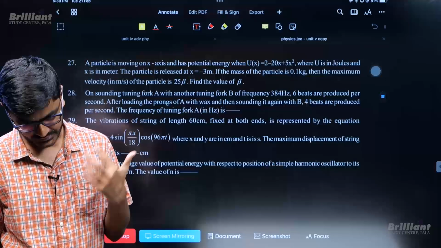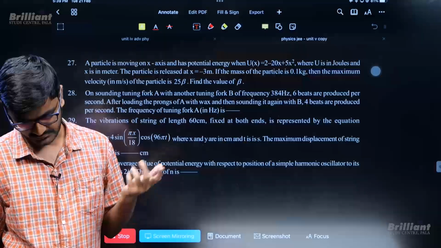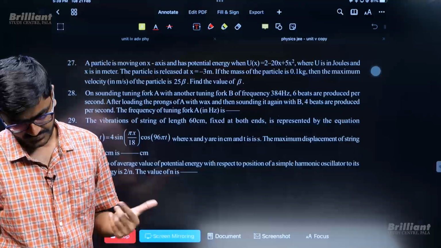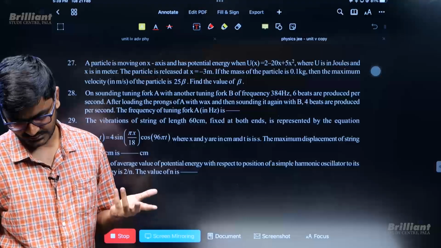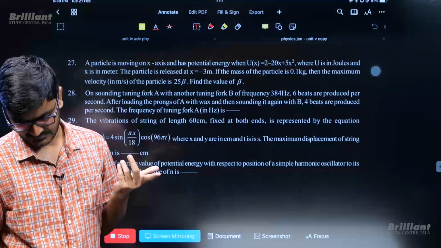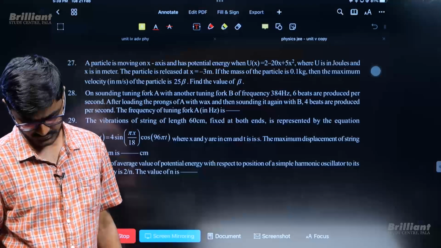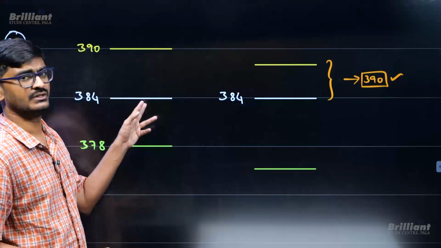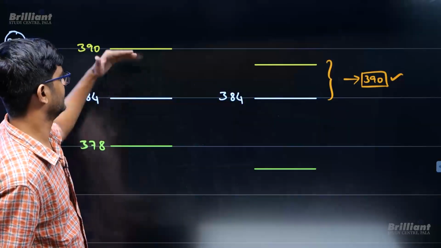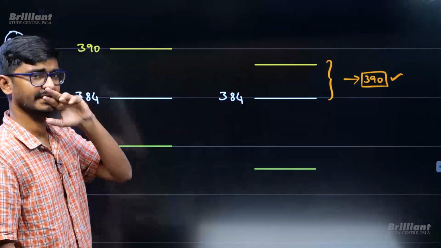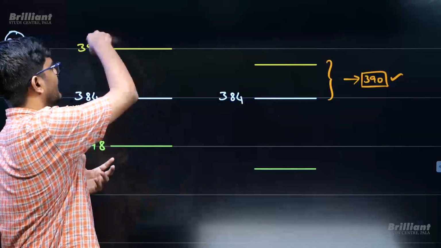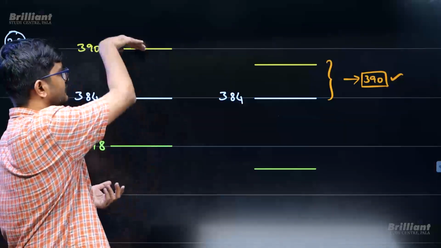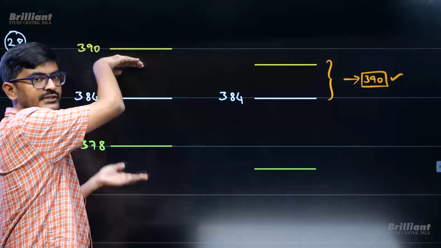On sounding a tuning fork A with another tuning fork B of frequency 384, 6 beats are produced. After loading prongs of A with wax, then sounding against B, 4 beats are produced. So let me say this is B, 384. So 384 can produce 6 beats with 390 as well as 378. But when you are waxing, if you wax 390, what will happen? Its frequency will reduce because mass is increasing. This frequency also will reduce if you wax.